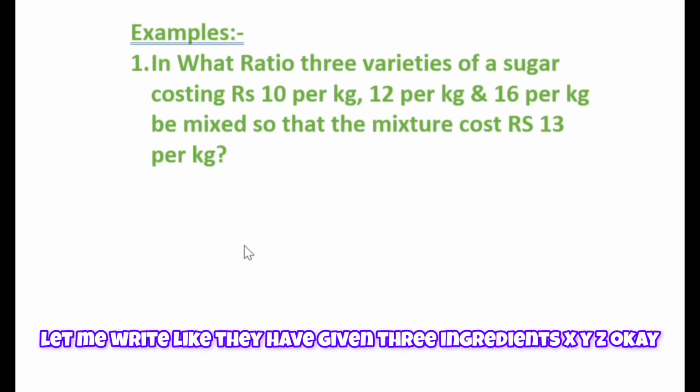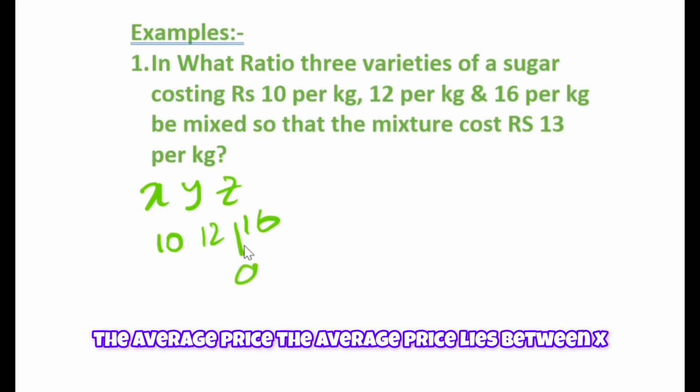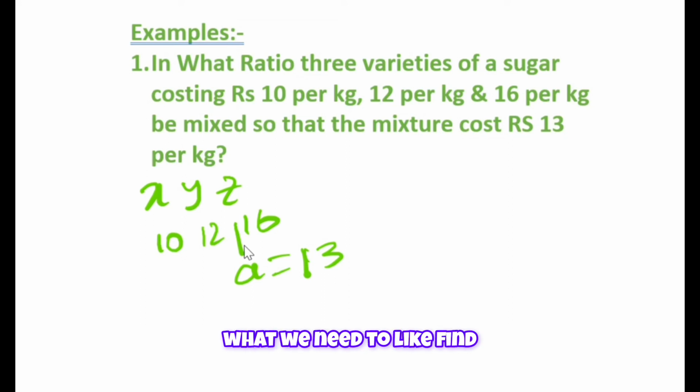So let me write, they have given three ingredients x, y, z, but they gave 10, 12, 16, and the average price, which is 13. So what we need to find is the ratio, they will be asking in what ratio. So simply apply the alligation.